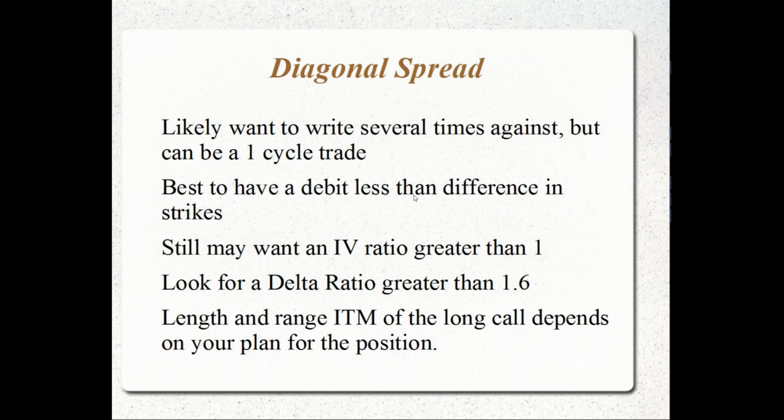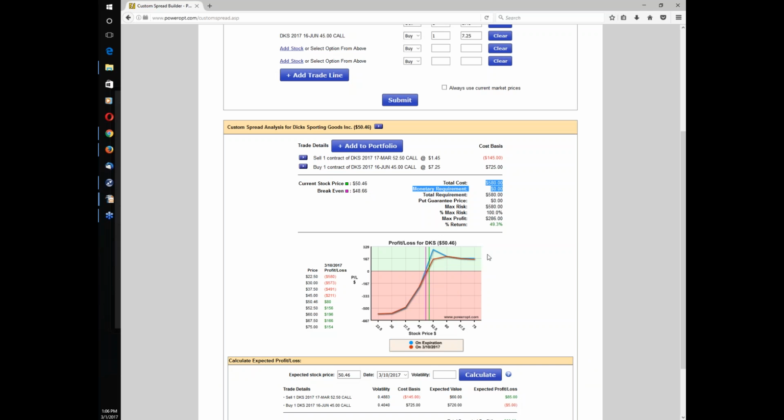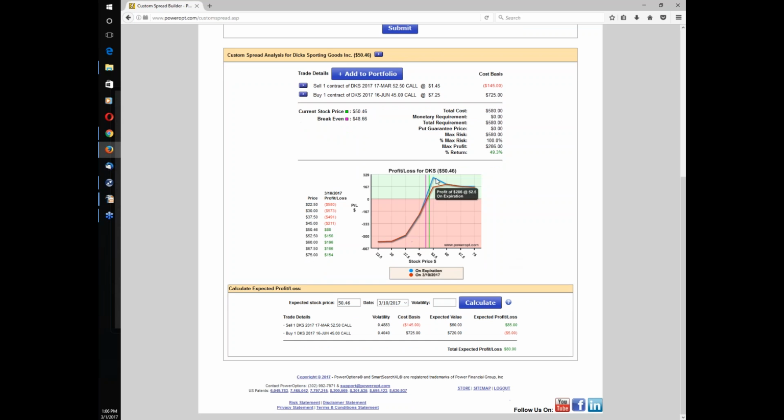Okay? But that being said, does it have to be much greater than 1? Not necessarily. Think again about the structure of the trade. If I found a stock, let me go back one more. Let's switch screens again. Sorry, I usually don't like to bounce back and forth, but let me switch again. Think about the structure of this diagonal trade.